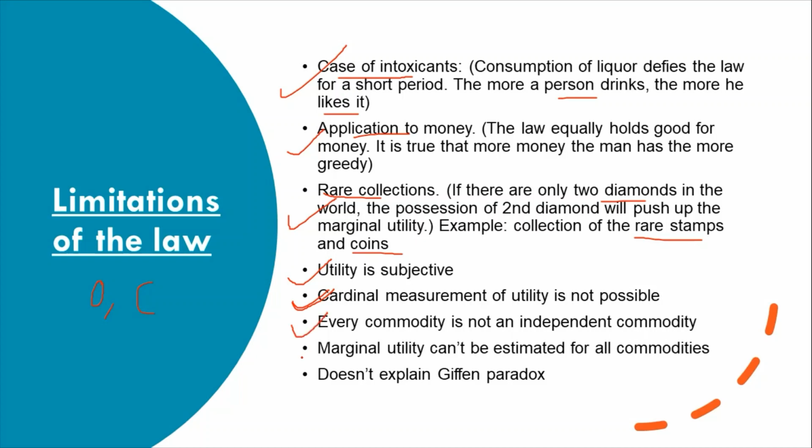Every commodity is not an independent commodity. We assume that every commodity is independent, but if we look at the facts, it's definitely not. Marginal utility can't be estimated for all commodities; it's difficult to estimate it for all of them. And the last one is that the law does not explain the Giffen paradox. We'll study more about the Giffen paradox when we come to the chapter on demand and supply, or the law of demand. We'll do this in detail there. So as of now, these are the limitations of the law.